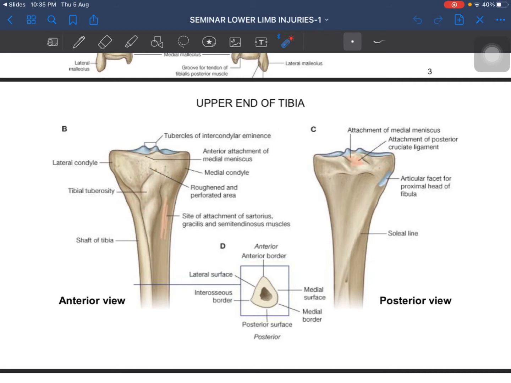in the tibia known as the tibial tuberosity. We can also feel it whenever we touch. This is the site for the attachment of sartorius, gracilis, and semitendinosus muscles. Going down, this is the shaft of the tibia, and posteriorly it has the soleal line, and it has the attachment of the medial meniscus and also the posterior cruciate ligament.